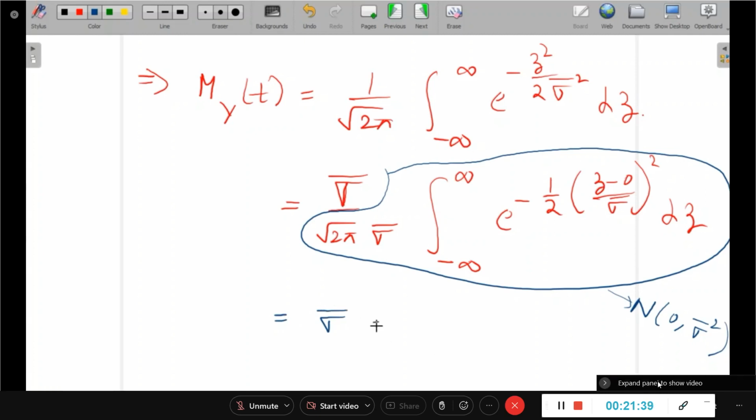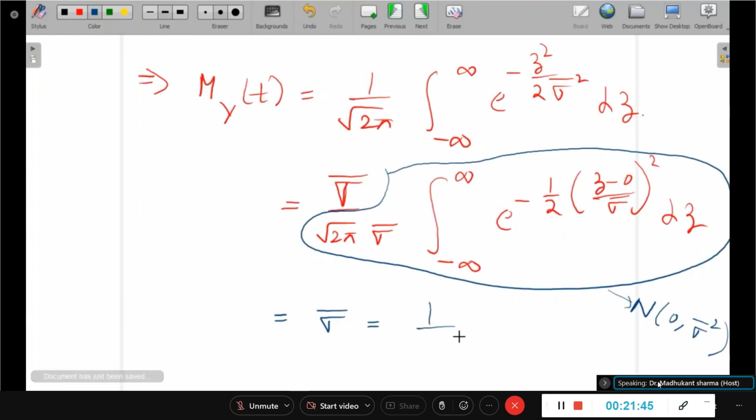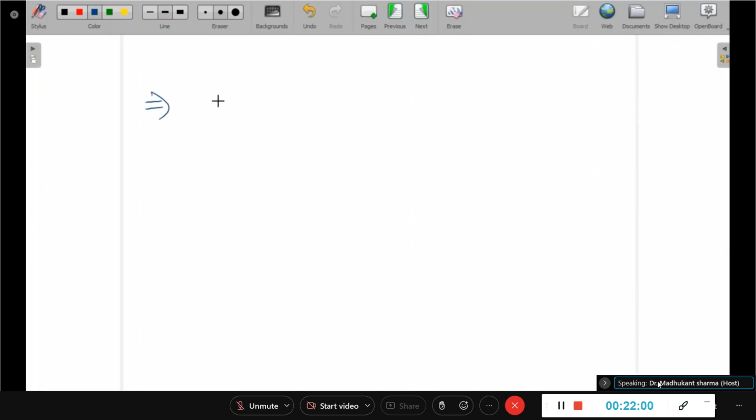So what is sigma bar? Sigma bar square was 1 upon 1 minus 2t. So sigma bar is 1 upon square root of 1 minus 2t. Obviously t is less than 1 by 2. Right? So this implies that m z square of t is equal to 1 minus 2t to the power minus 1 by 2.